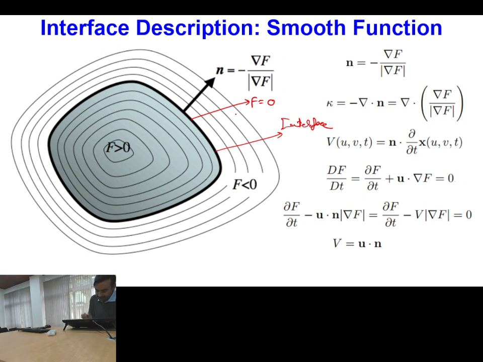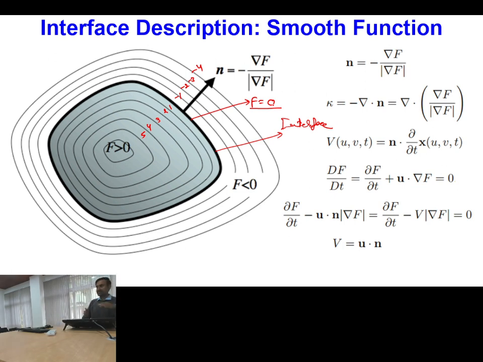Say corresponding to the interface, my value of f is equal to 0. Other than the interface, say the values are -1, -2, -3, -4, something like this. Different values I am having. On one side I have positive values, say 1, 2, 3, 4, 5. Like this I can have an infinite number of contours. Now I have specified that at the interface, the value of this function is 0. This is not a discontinuous function, but a smooth continuous function.